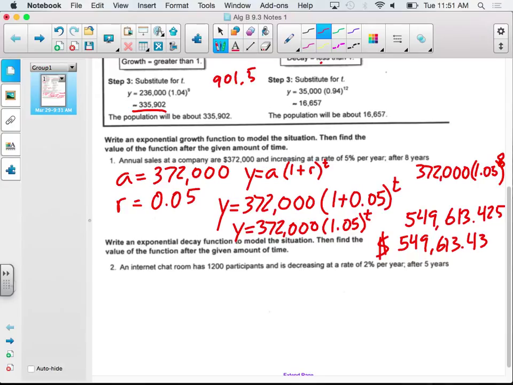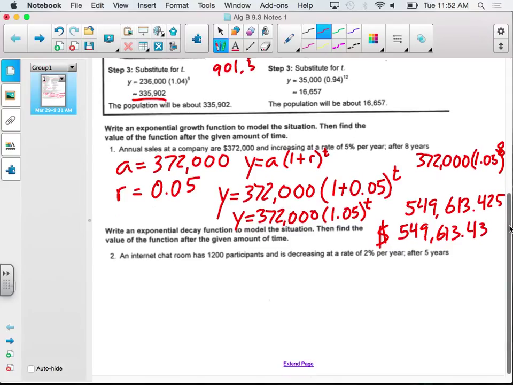So that right there is after 8 years, the company's sales are at $549,613.43. Yeah, it'd be real nice to have that much money, isn't it? All right, does anyone have any questions so far about exponential growth before we move on to the decay part?